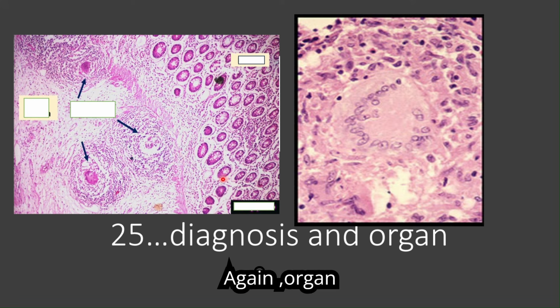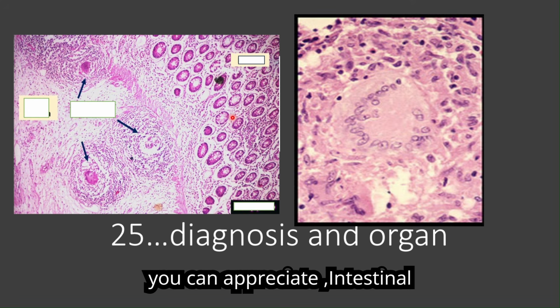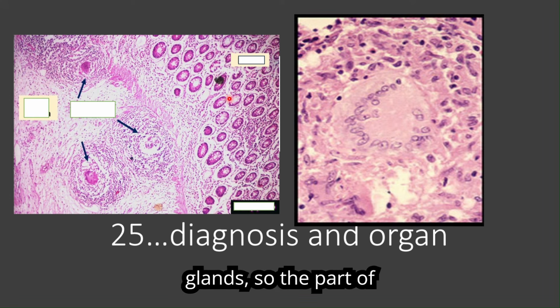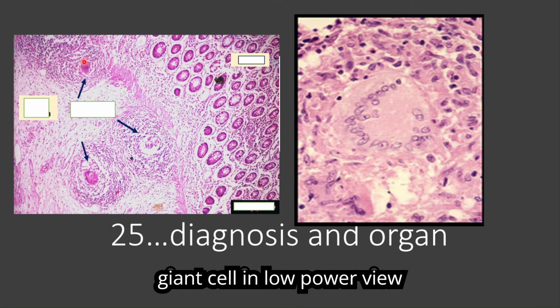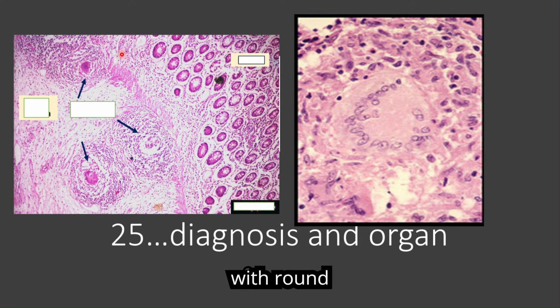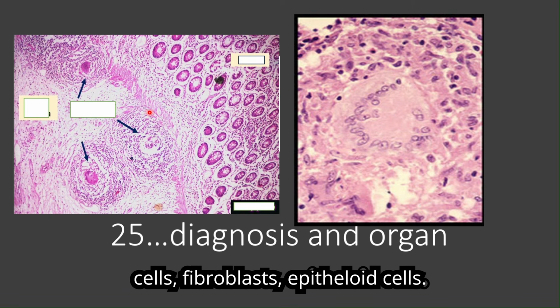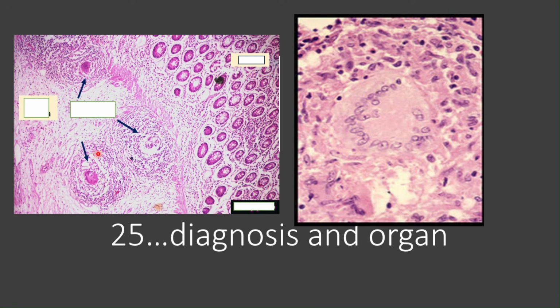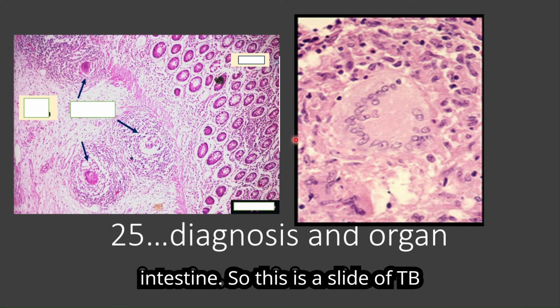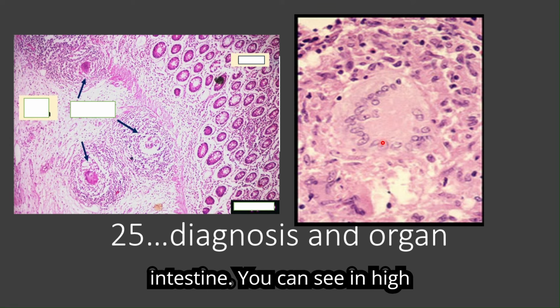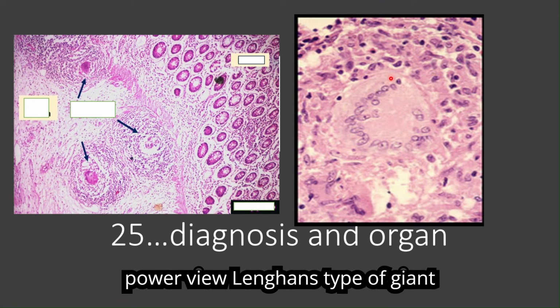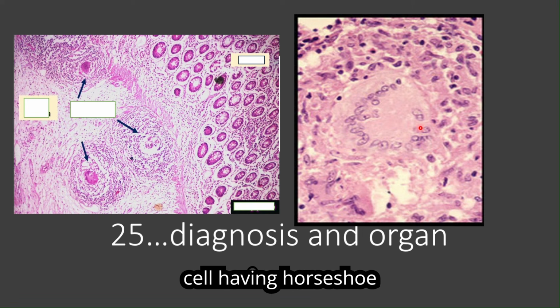Again, organ: you can appreciate intestinal glands, so this is part of the intestine. Here is giant cell in low power view with round nodular appearance of inflammatory cells, fibroblasts, epithelioid cells. So these are the granulomas in the intestine. This is a slide of TB intestine. You can see in high power view Langhans type of giant cell having horseshoe appearance.